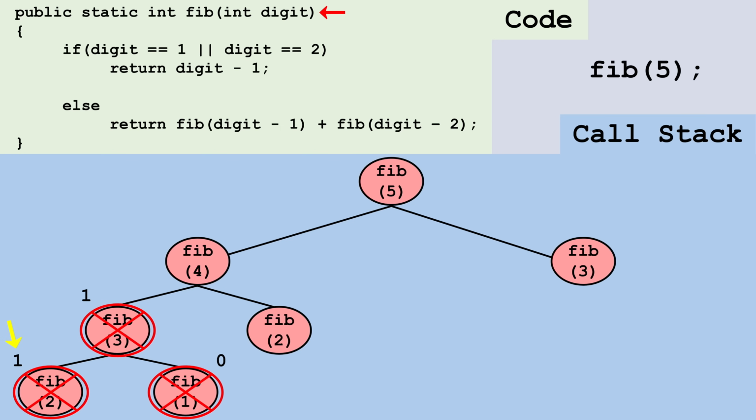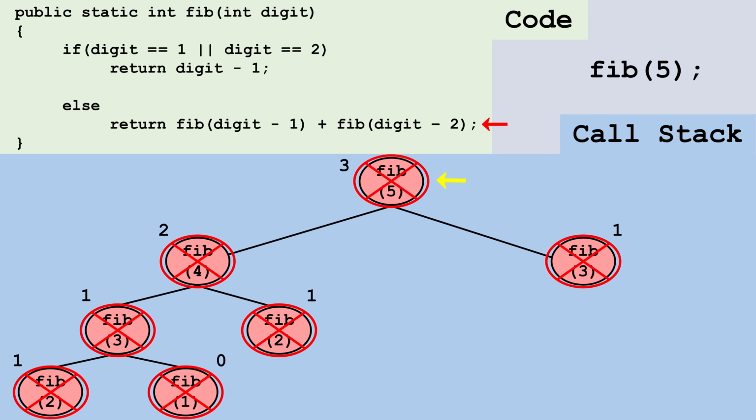We already know what fib2 returns because we can see it from this example. We don't have to look at the code. We can just say that fib2 will return 1. Next, we go back to fib4, which adds 1 plus 1 and returns 2. We also know that fib3 is always going to return 1, so we don't have to create the extra branches on this end of the tree. We just cross out this node and write in 1. And then to calculate fib5, we add 2 plus 1. A call to fib5 will return 3 because 3 is the 5th digit in the Fibonacci sequence.